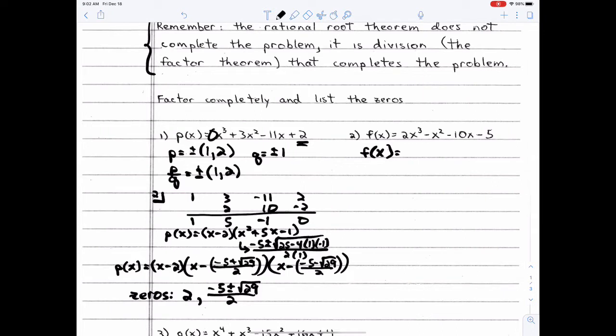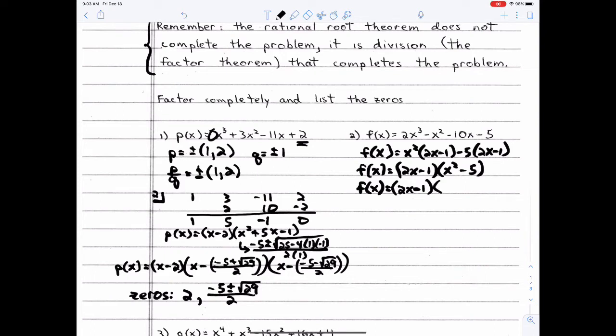If I put the first two together, I can take out an x squared, and that's 2x minus 1. I can take out a negative 5, and that gives me 2x minus 1. Then f of x equals the greatest common factor, 2x minus 1, times x squared minus 5. There's no need to use division here, because it factors by inspection. So this is 2x minus 1, and then x minus square root of 5 and x plus square root of 5. We're done.